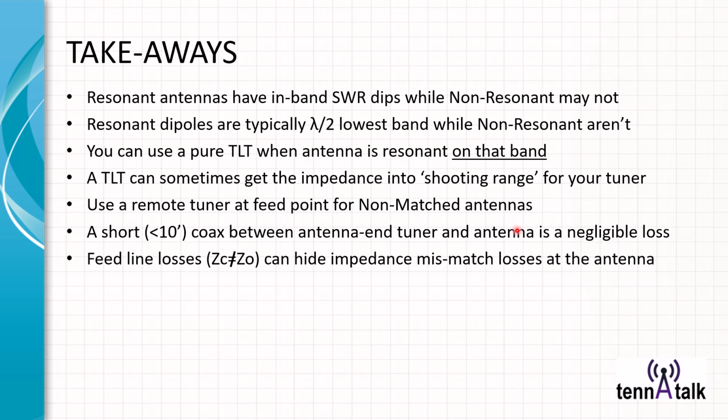As I said earlier, with anything less than 10 feet of coax between the antenna and tuner, the loss is negligible. And feed line losses where the coax impedance is not the characteristic 50 ohm impedance can hide impedance mismatches from the antenna. If your antenna is mismatched, that mismatch will actually propagate back down the coax and present it to your rig. And so it can hide and not really tell you very much about what's going on at your antenna.